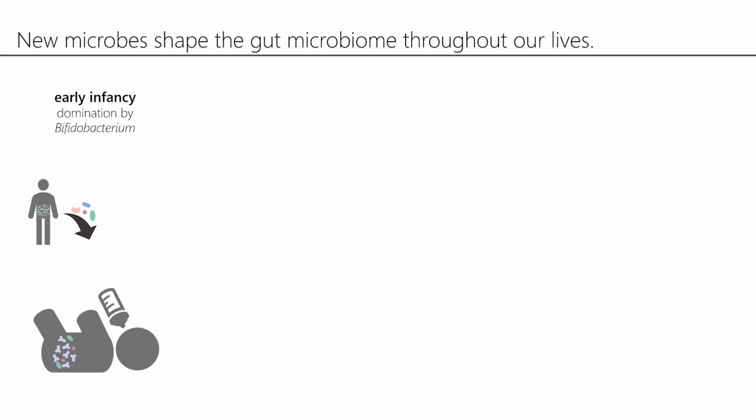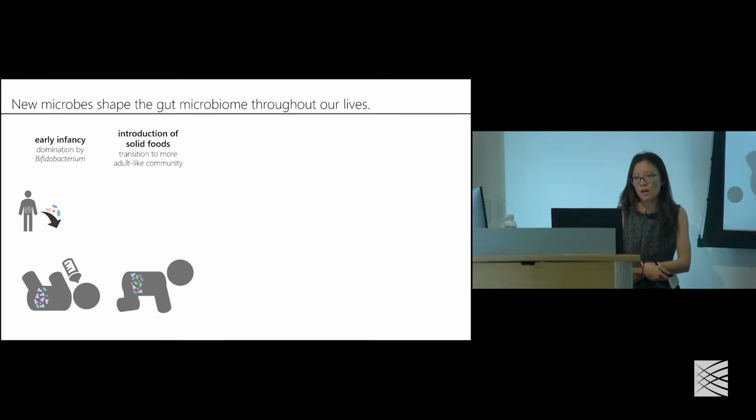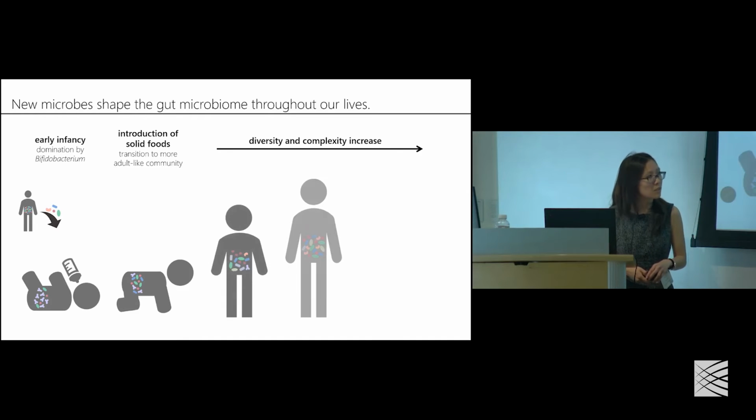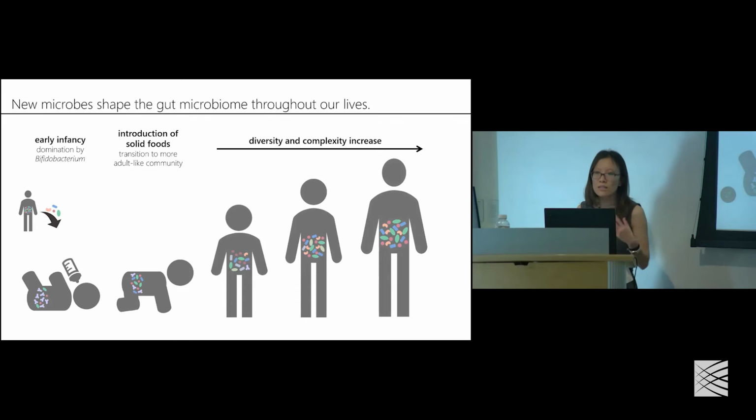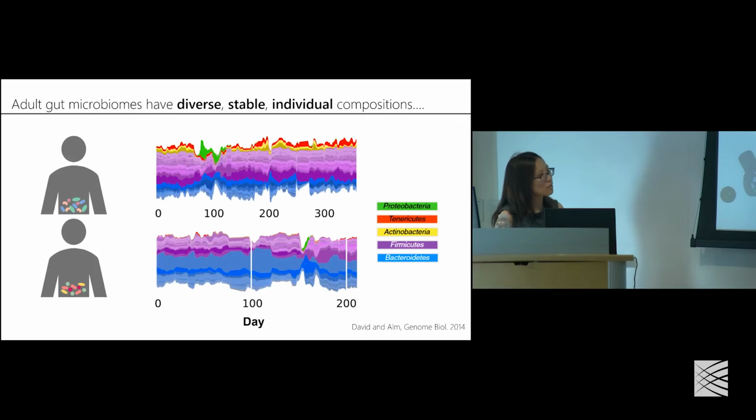And so transmission is especially important in the initial assembly of the gut microbiome in early infancy. There are microbes that come from the caregivers during and after birth that often play a major role in shaping the gut microbiome in early infancy. The microbiome undergoes a pretty repeatable shift with the introduction of solid foods, and then that starts the gradual transition to a more adult-like community. Diversity and complexity of the gut microbiome increase over the next several years of life until the gut microbiome reaches a more adult-like composition.